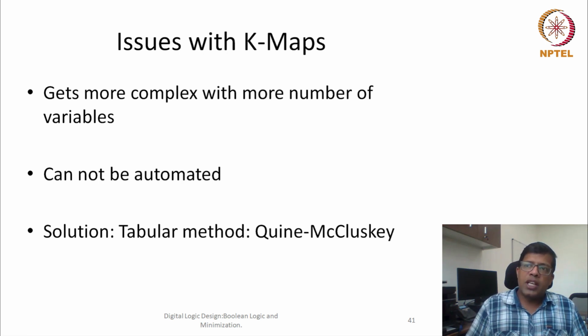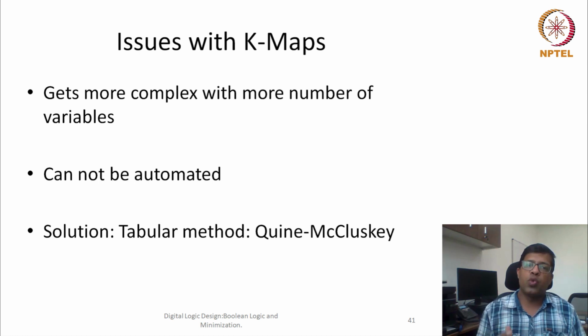Hello all. In our previous lecture, we have seen how K-maps can be used to optimize Boolean expressions, sum of min terms or product of max terms. We have also seen that in K-maps, if the number of variables increases from 3 to 4, complexity increases. If it increases from 4 to 5, then complexity increases even more.